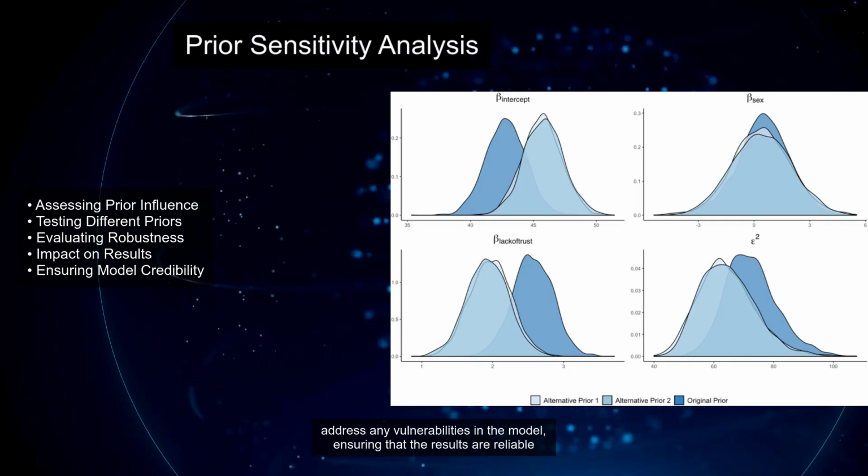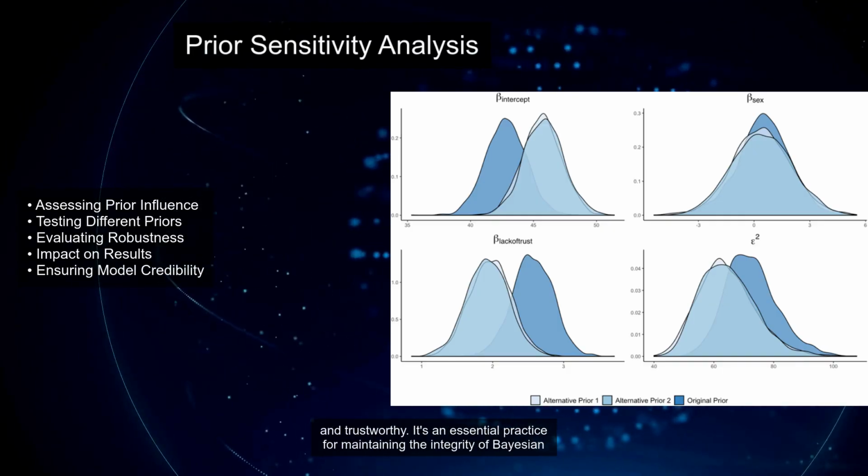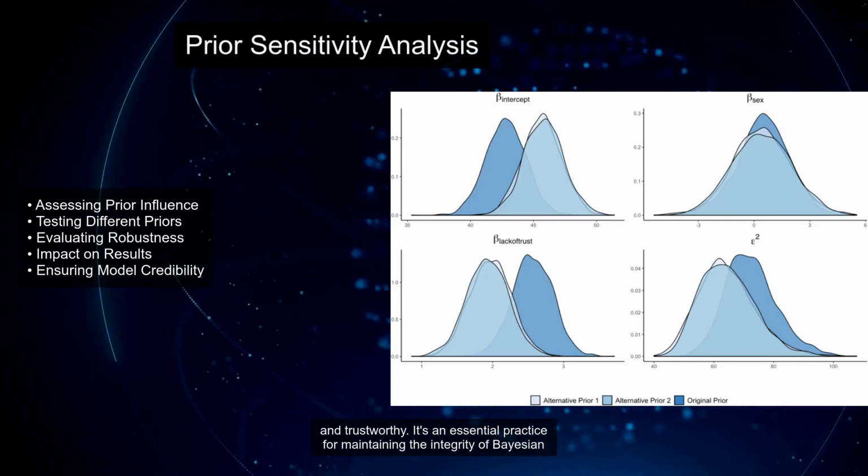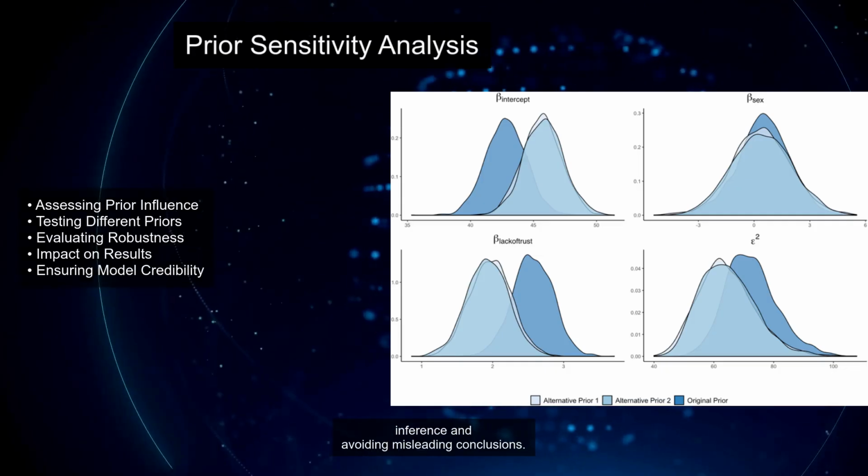Conducting sensitivity analysis allows us to identify and address any vulnerabilities in the model, ensuring that the results are reliable and trustworthy. It's an essential practice for maintaining the integrity of Bayesian inference and avoiding misleading conclusions.